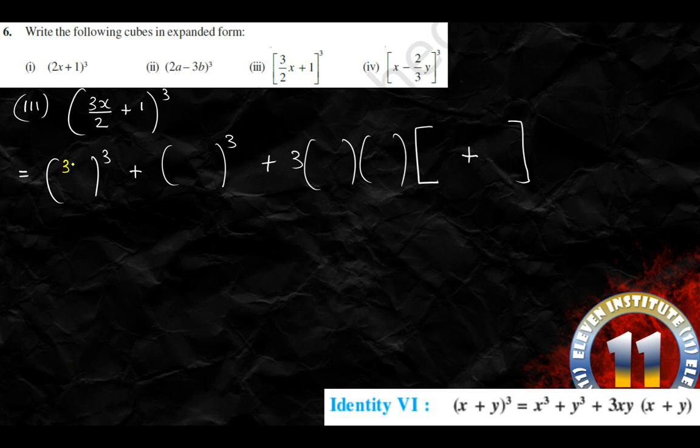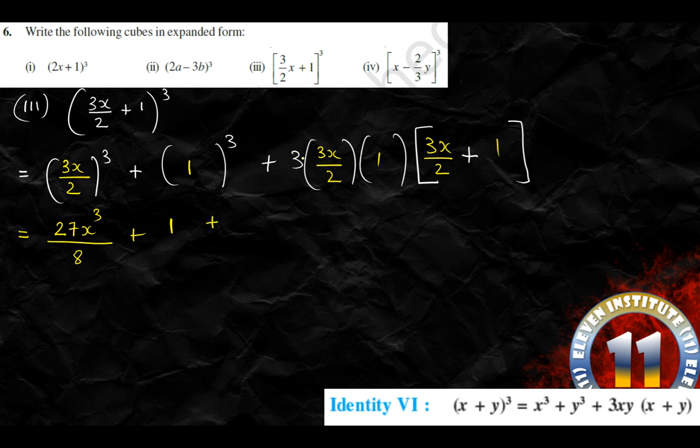So here we have 3x upon 2, 1. Again we have 3x upon 2, 1. Again we have 3x upon 2 and 1. Just simply solve them. So 3 cube is 27. So in numerator we have 27x cube. And similarly in denominator we get 2 cube as 8. That's it. Plus 1 cube is 1.